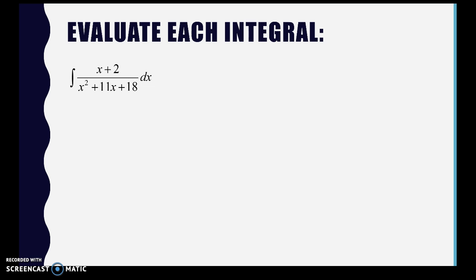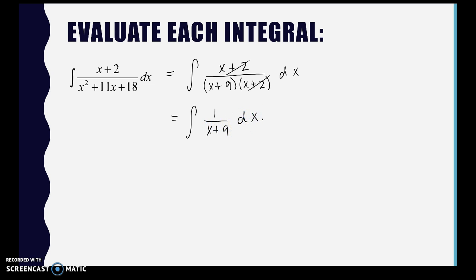All right, first problem. Always start by factoring the denominator. So x plus 9 times x plus 2. The x plus 2 factors cancel, and now when I look at my integrand, 1 over x plus 9, it's just a simple log integral. So natural log of the absolute value of x plus 9 plus c. So remember, you're just learning a new technique, this partial fractions, in addition to parts and inverse trig. Doesn't mean that you're going to use it on every single problem we evaluate.